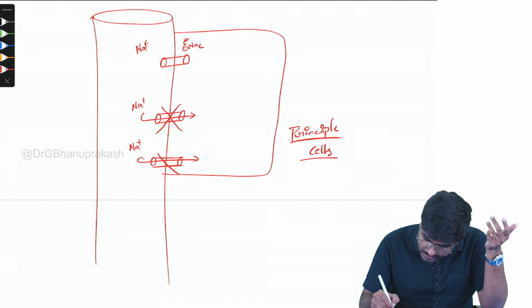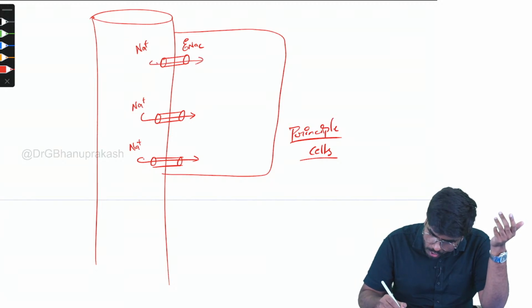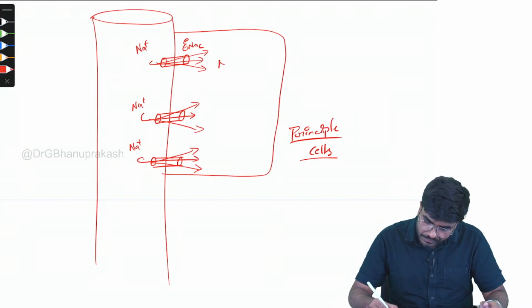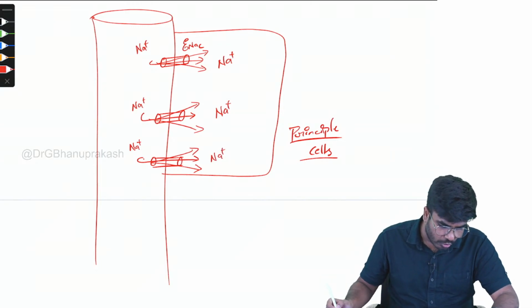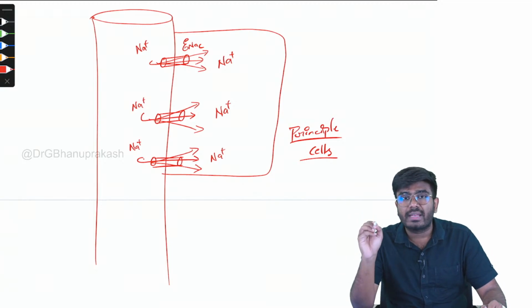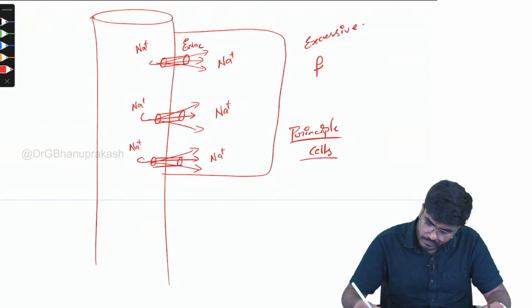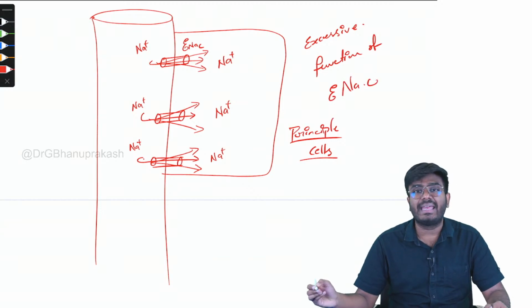But still these epithelial sodium channels are overfunctioning. They keep on reabsorbing sodium into the body, so excessive sodium reabsorption is happening. Can you name the syndrome? What is the syndrome where there is excessive functioning of the epithelial sodium channels, the ENaCs?